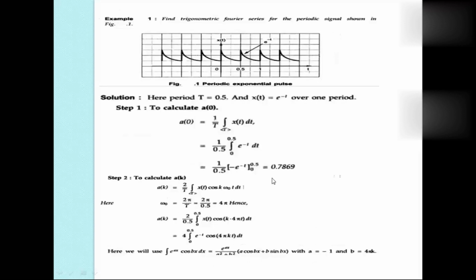After the simplification, the 4 into integral 0 to 0.5 e power minus t sine 4 pi k t dt, you can apply the integration by substituting the upper limit and the lower limit. Finally, you'll get 6.32 pi k whole divided by 1 plus 4 pi k whole square. For A of k, you'll get the constant value 1.576, and for B of k, you get the variable term, 6.32 pi into k whole divided by 1 plus 4 pi k whole square. All these three terms: A of 0 is 0.7869, and A of k is equal to 1.576 whole divided by 1 plus 4 pi k whole square, and B of k is equal to 6.32 pi k whole divided by 1 plus 4 pi k whole square.